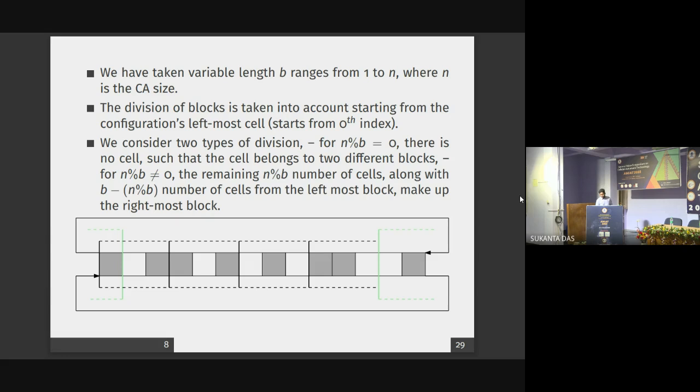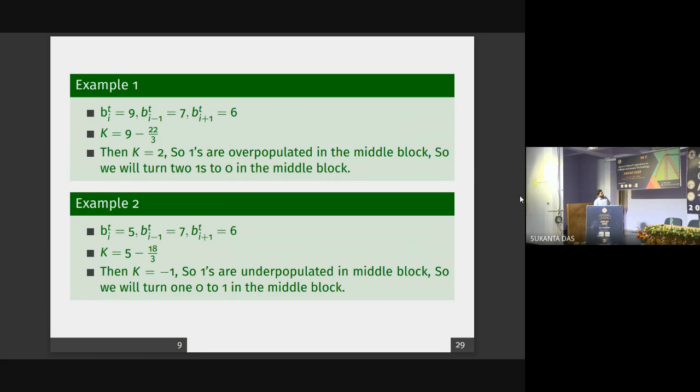Here I have taken an example. The middle block has 9 ones, the left one has 7, and the right one has 6. The K value came out to be 2, which indicates that the middle block is overly populated, so we will reduce 2 ones from that middle block, and it will then have 7 ones. Similarly, in example 2, the number of ones is less, so the K value is calculated as -1, and we will increase the number of ones in that middle block.